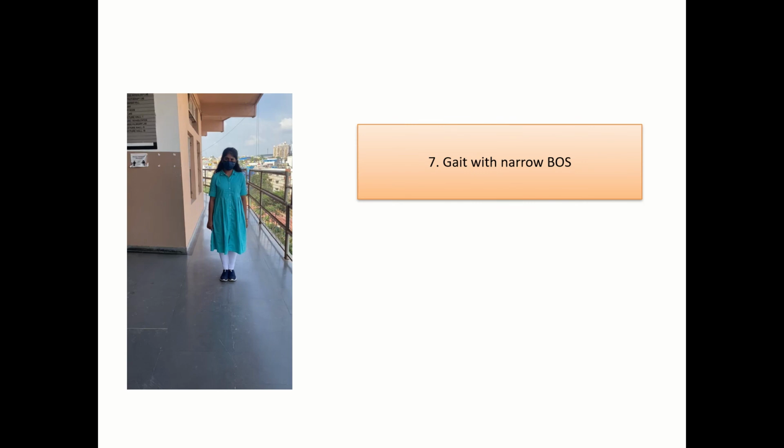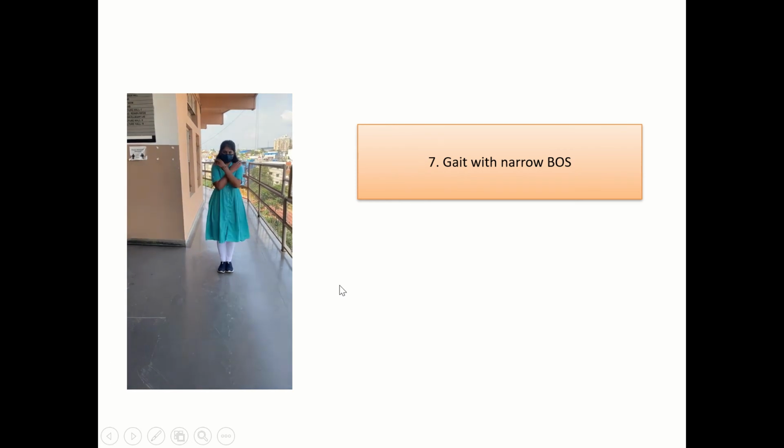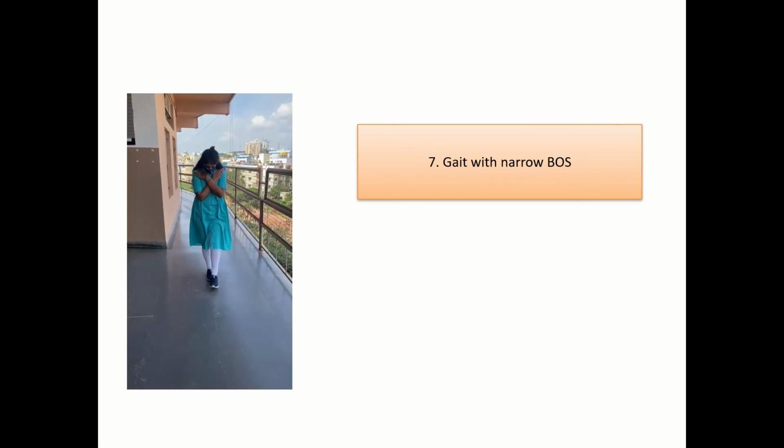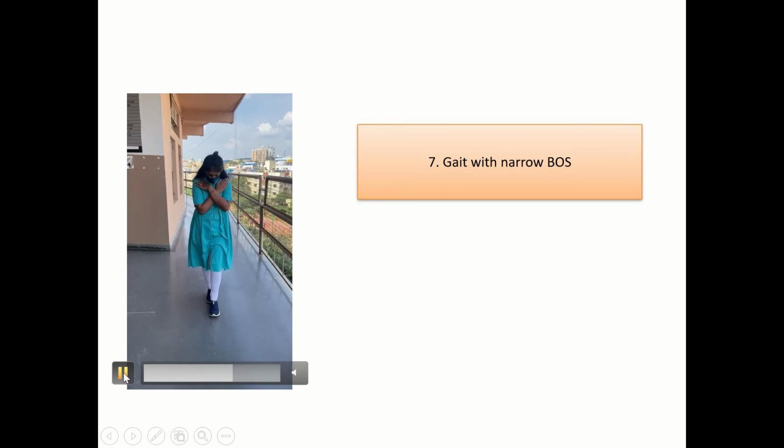So you have to tell the patient to first close the feet, that is, place your feet closer, then cross the hands against the chest, close eyes and walk. Look at how she walks. Close the hands and she walks in a tandem gait.